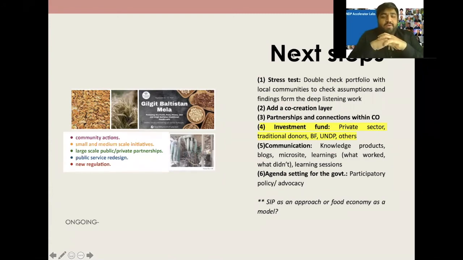Similarly, we are working with the SDG unit, the Sustainable Development Goals unit of the government in Gilgit-Baltistan, to help with agenda setting as well, for the food economy to come towards the center of this, right? This is the food economy as an example we've been using, but the social innovation platform as an approach is something which is of interest now to other colleagues at the country office as well.